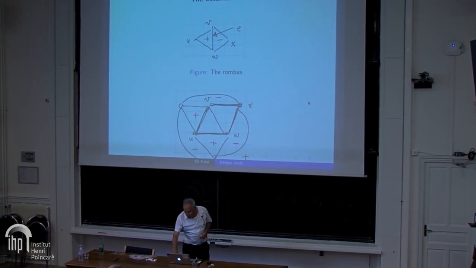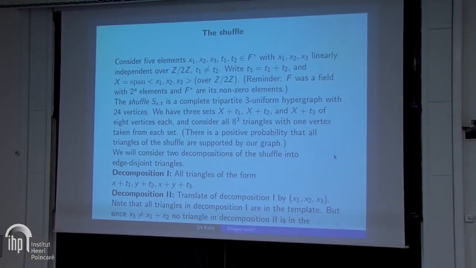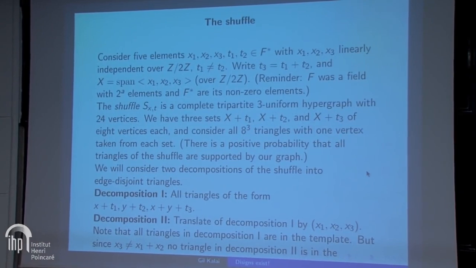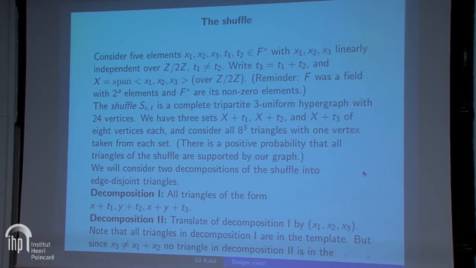So this is a second idea which is needed. And then there is another construction which Keevash used. Again, it's a simplified way in this particular special case. This is using this template of triangles. He considered a large subgraph of our graph. This is a graph with 24 vertices, and he considered all the 8 cube triangles, which consist of taking one vertex from each of a group of 8.